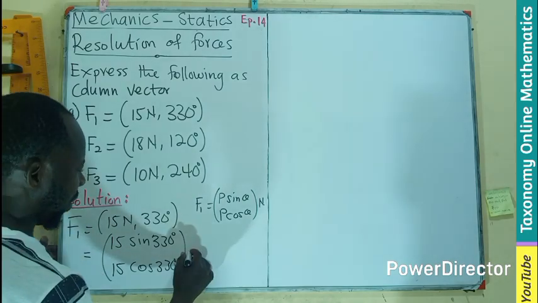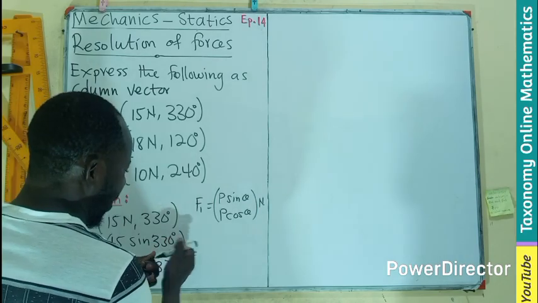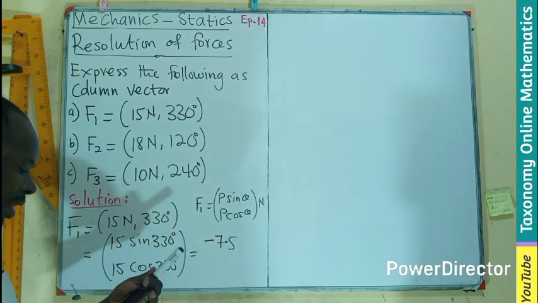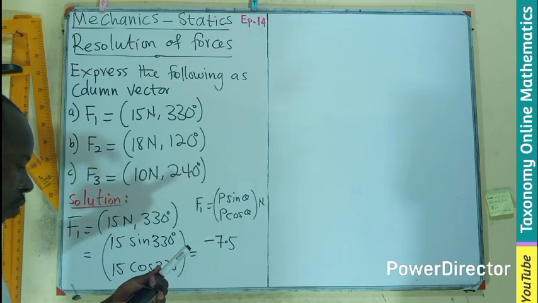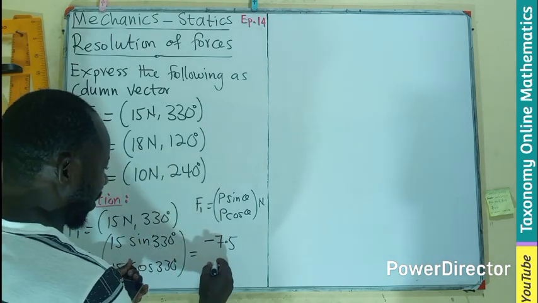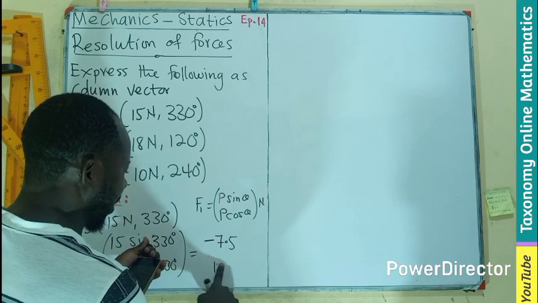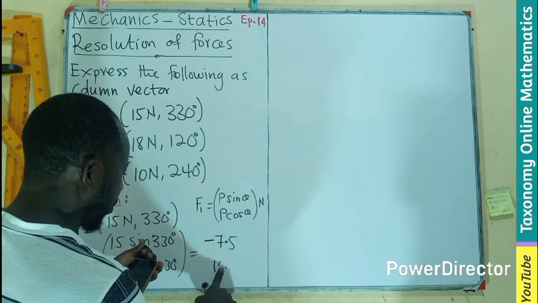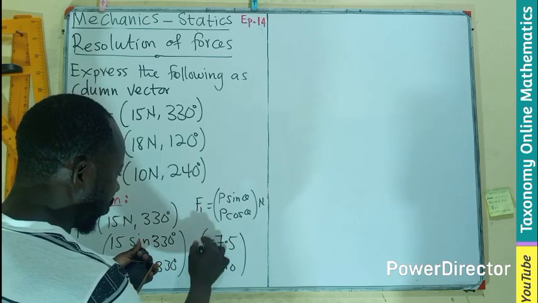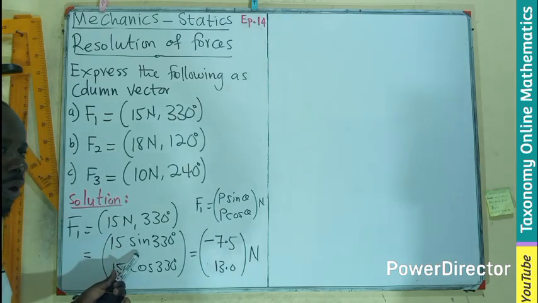All right, if we try this on our calculator, the x component is negative 7.5. Then we check the y component, and since we are working in decimals, that will be 12.9, so let's make it 13.0. Then we indicate the force unit, which is what? Newton. So this is what we have.